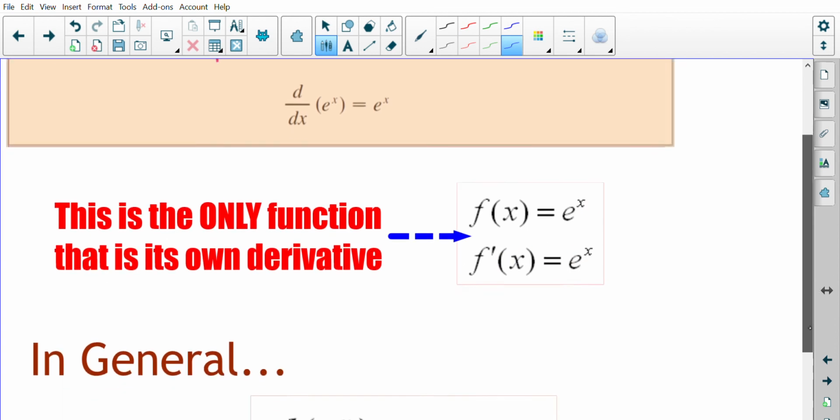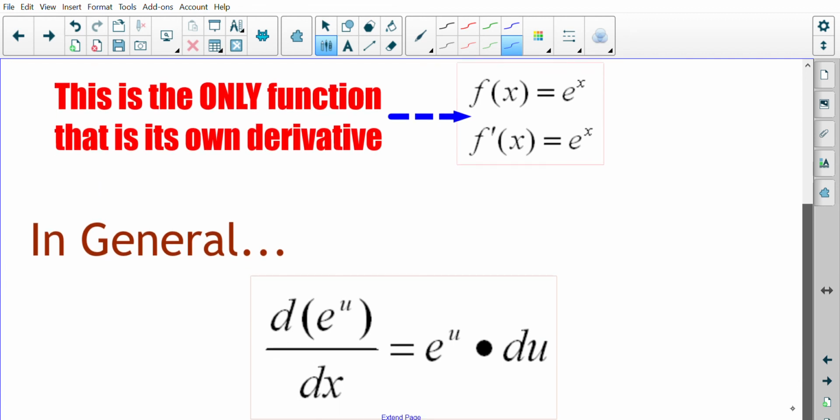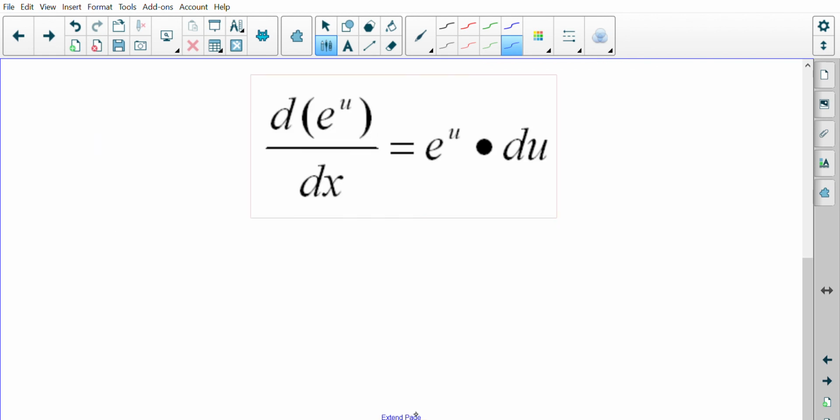Now, if you get more general, we've used this notation before, the derivative of e to the u. Let's suppose that the exponent here is not just x, maybe it's 2x, maybe it's x squared, maybe it's cotangent x. Then this rule gets extended a little bit to become e to the u multiplied by the derivative of u.